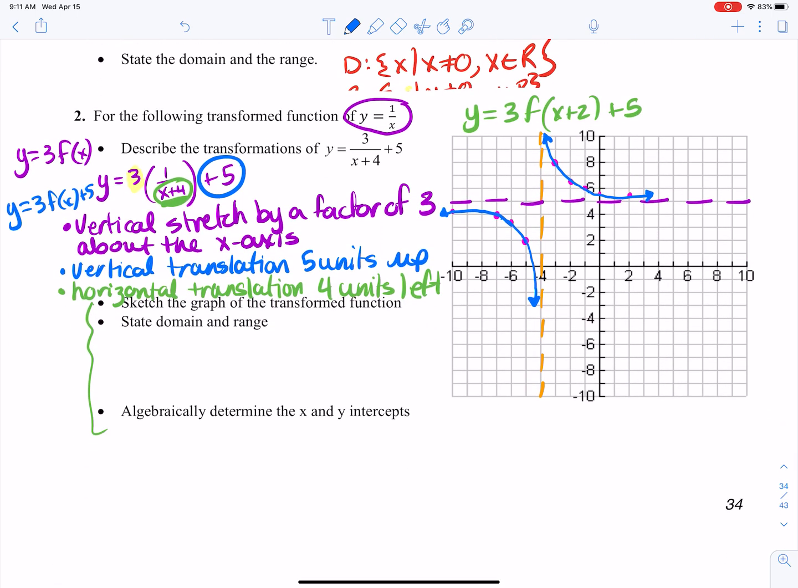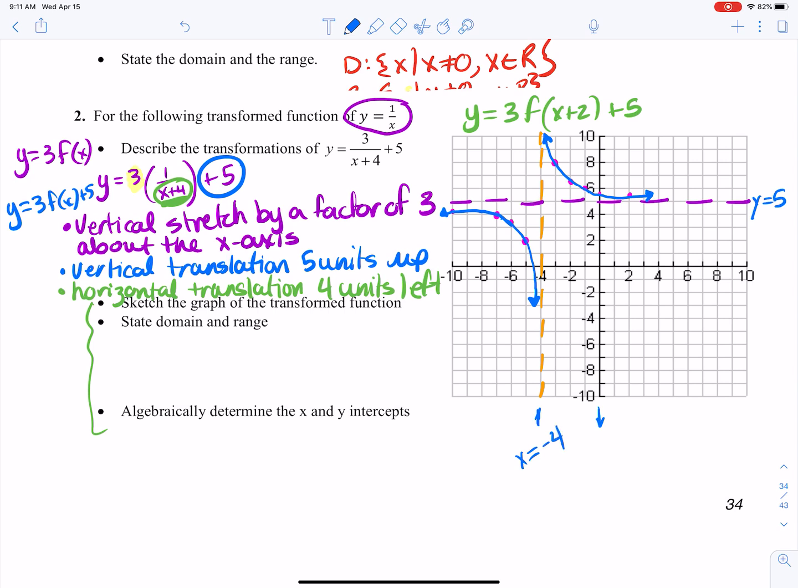Well, let's take a look here. If I'm thinking about this in a transformations mindset, if I move 5 units up, that brings my asymptote to y is equal to 5, because it started at y is equal to 0. And if I look at this asymptote here, because this was translated 4 units left, it went from x is equal to 0, which is the y-axis, to x is equal to -4.